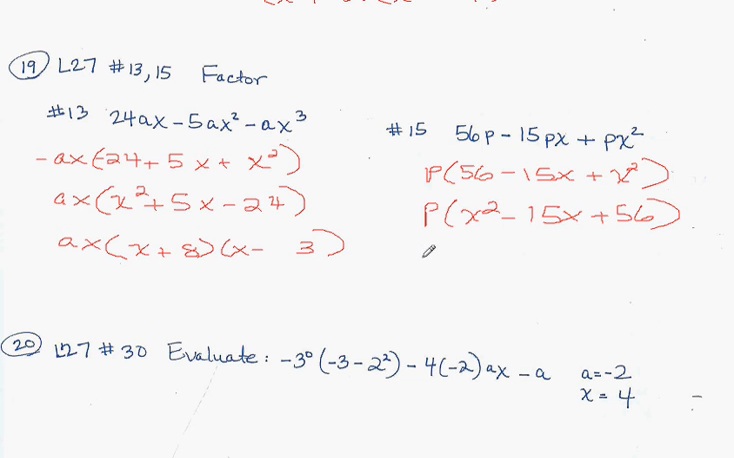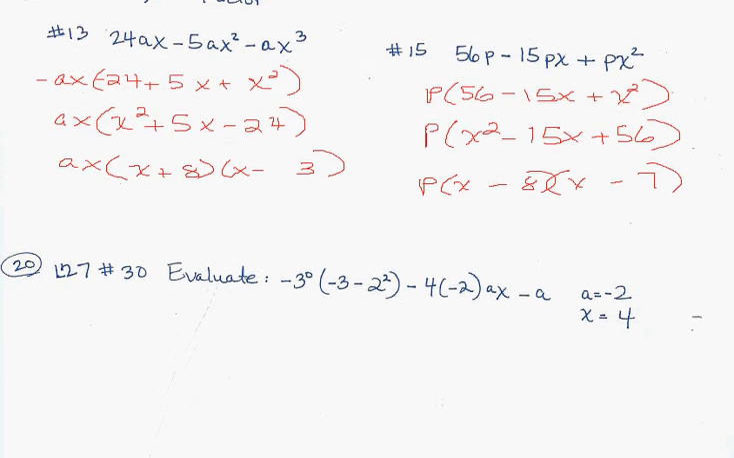Signs are both going to be the same because it's positive. They're both going to be negative. So we factor them. X, 8, 7. 8 times 7 gives you 56. And when you add them, you get negative 15. Okay, last problem.